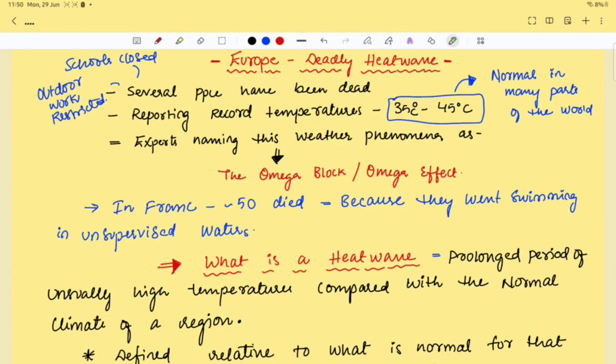So today we are discussing Europe's deadly heat wave. Before that, we need to understand what a heat wave is, then what jet streams are, and then what an omega block is. So what is happening in Europe currently? The situation is very bad. Several people have died, and for example in France around 50 died because they went swimming in unsupervised water. So this is a very dangerous situation.